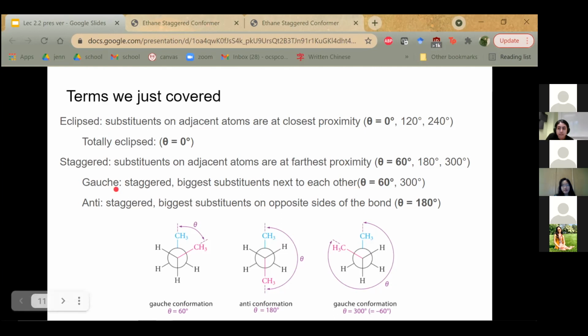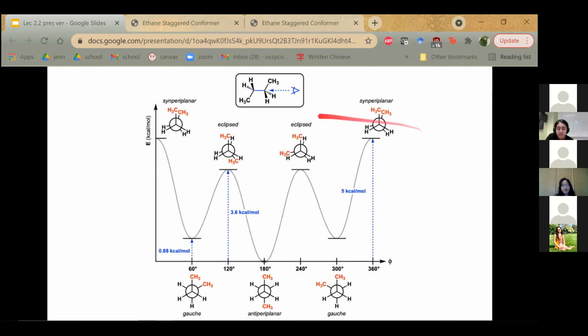Eclipsed. Exactly. So your eclipsed states are always going to be higher energy, with the total eclipse being the very highest. Your staggered energy states are always going to be your lower states, with the anti-periplanar state lower than the gauche state.